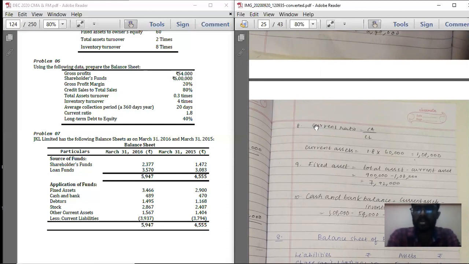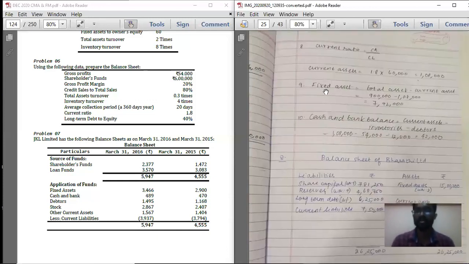Next is point number 9. What is fixed assets? Total assets minus current assets is the fixed assets. So point number 9, fixed assets is equal to total assets minus current assets, which is 9 lakh minus 1,08,000, equal to 7,92,000. Fixed assets is equal to 7,92,000.